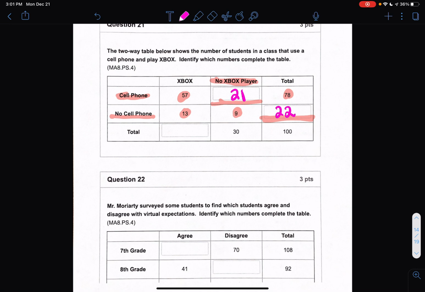All right, and our very last one, our last box is right here. Okay, in order for me to find out what my total amount of Xbox players is going to be, there are two different ways. I can add the amount of people that have Xbox, which is 57 plus 13, or I can subtract the totals that I have and get whatever my answer is, which is 70.